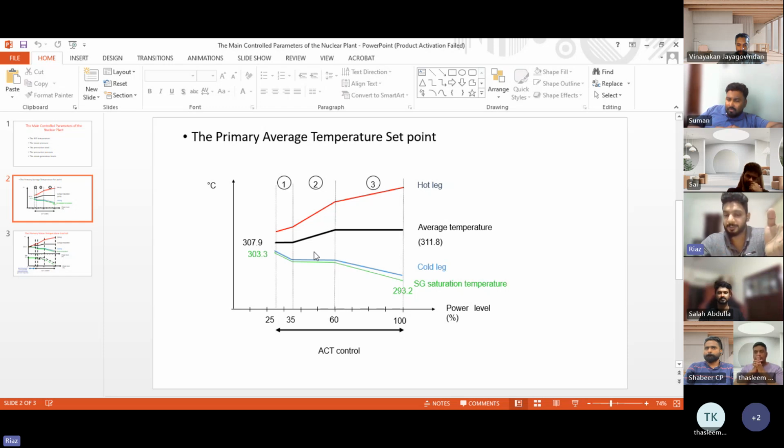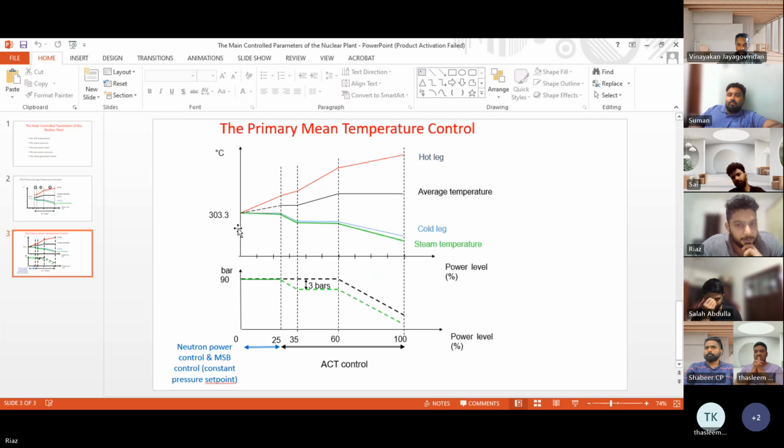If it is ACT, then the turbine is directly proportional or equal to the RPV power. You got that? Okay. If it is below 25%, it is neutron power control mode. You can see in this power frame, it will be neutron control mode. And if it is in this one, it will be ACT control mode.